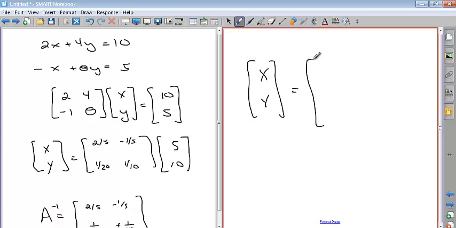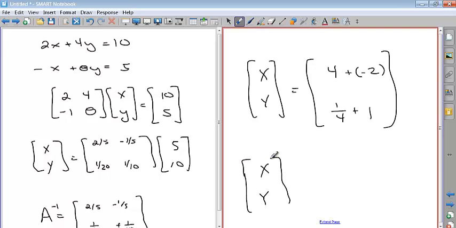I'll end up with, so I have 2/5 times 10, which is 20/5. 20/5 is 4. And then I add negative 1/5 times 10, which is going to be negative 2. And then in the bottom I have 1/20 times 5, which is 5/20, which is 1/4. Plus I have 1/10 times 10, so that's 10/10, which is 1. So just using matrix multiplication, I end up with the 2x1 matrix. So I get 2, 5/4. So that means my solution is x equals 2, y equals 5/4.